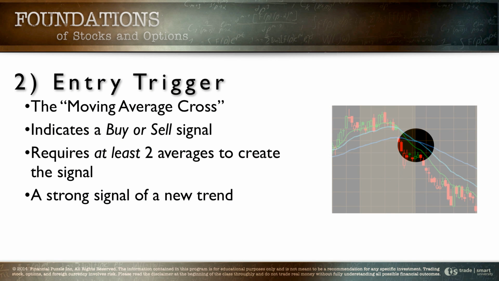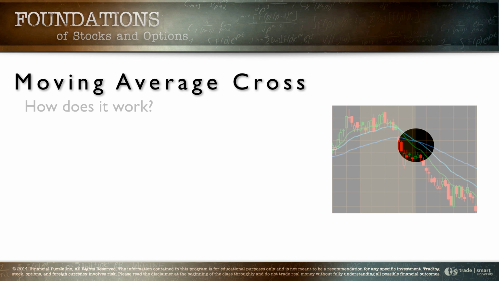I would suggest that you separate them a little bit. For example, the 10 period and the 20, or maybe the 20 and the 50. All right, so we need at least two averages, and here's what happens. When these two lines cross each other, when the moving averages cross, it is a signal of a new trend in that direction.